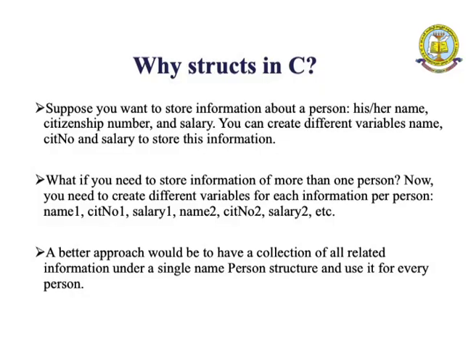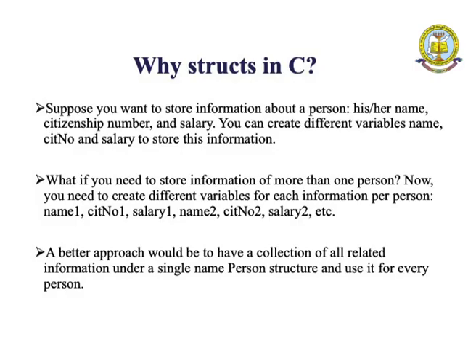Then why structures in C? Suppose we want to store the information about a person: his name, citizen number, Aadhaar number, salary, phone number, address, email ID. If you want to store all these details, we can create different variables for all of them: name, Aadhaar number, salary, mobile number, address. For all these things we can create different variables for the structure to store the information, which is not possible with the arrays in C.